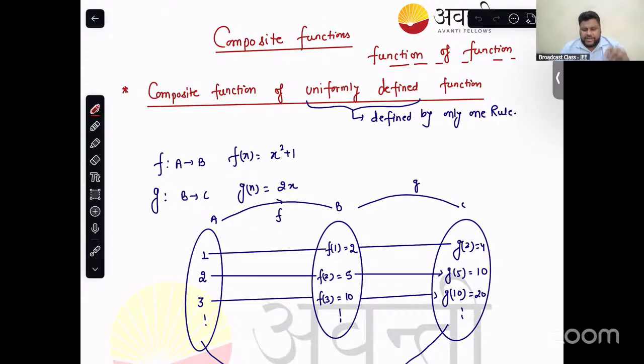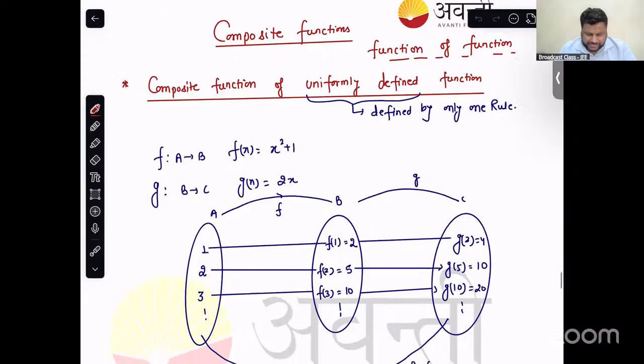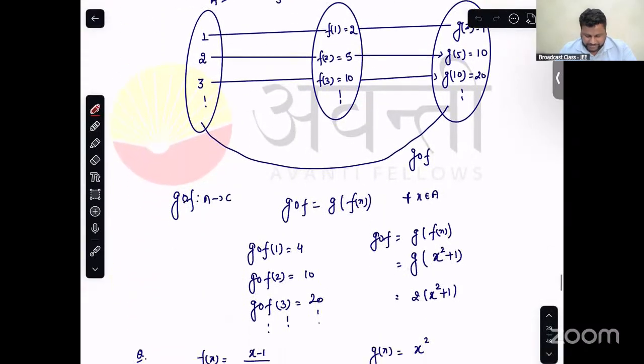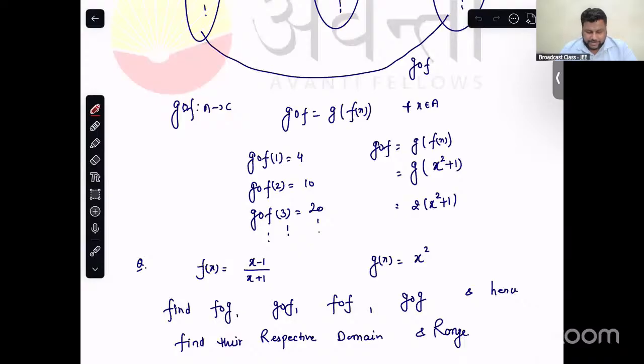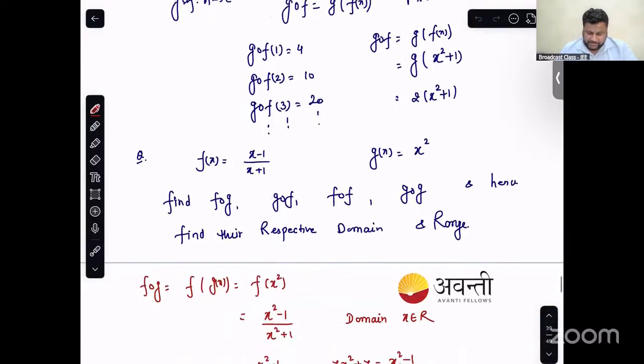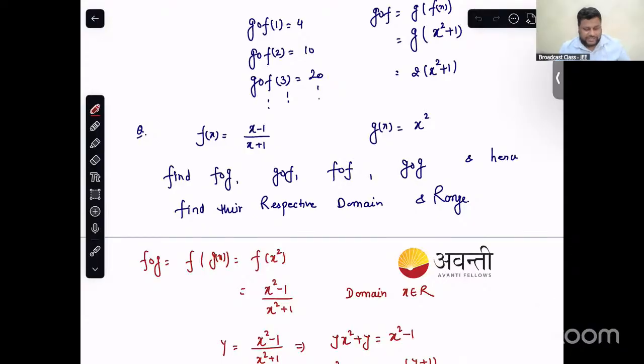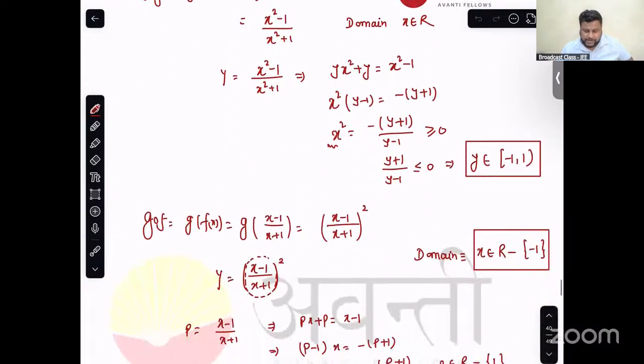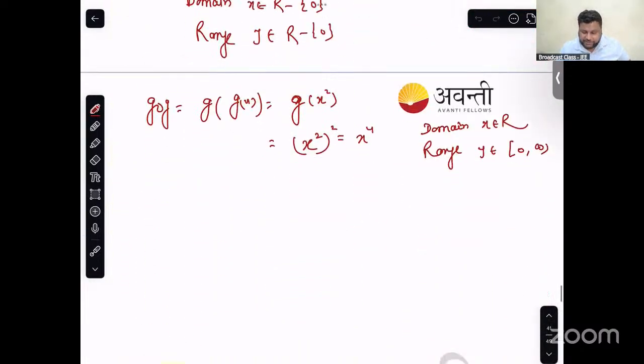So today we'll start composite functions again. Yesterday we were discussing uniformly defined functions. Like f(x) is given as x square plus 1, g(x) is 2x, and then we made gof, g of f(x). Similarly, I gave you one f(x) function and one g(x) function, and we calculated gof, fog. Yes or no? And then we calculated the domain of all of them, the range of all of them.